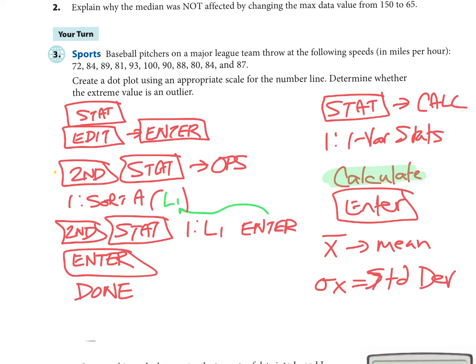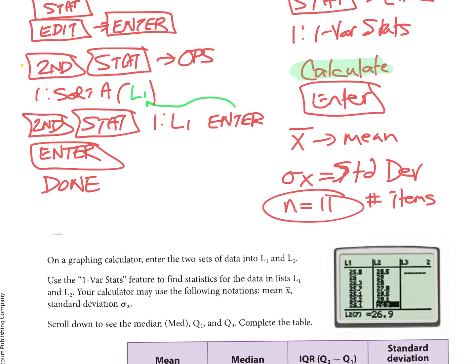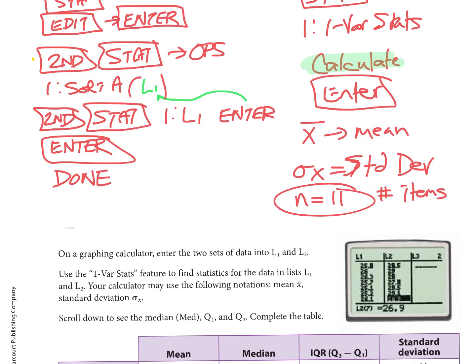Okay, now in that list also is going to be another one. It says n equals 11. In this particular case, that is the number of items in your list. Now, if you scroll down, it's going to give you some other values here, okay? I'm going to have to move up here. It's going to give you min x.